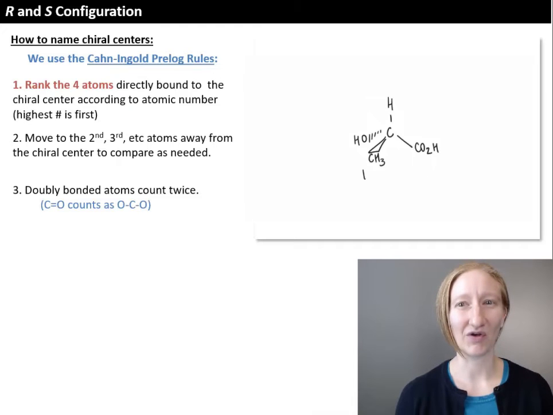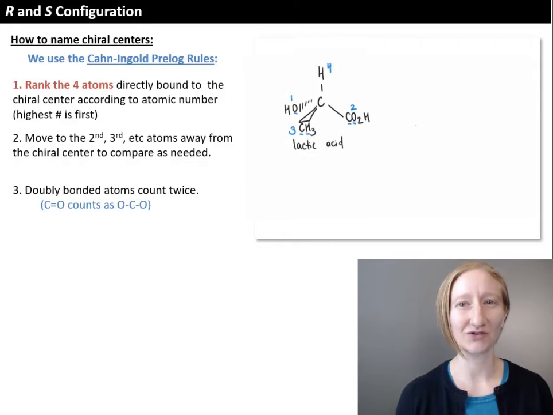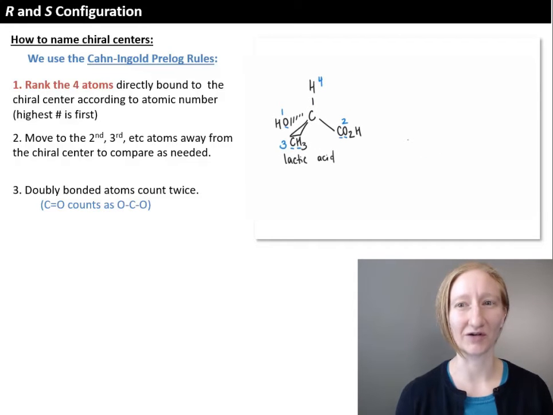In this example, the OH group is the highest priority because oxygen has a higher atomic number than carbon or hydrogen. The hydrogen is the lowest priority. And then we have 2 groups that both have a carbon directly bound to the chiral center. So to rank those 2 groups, we need to move to the next position over. We compare the hydrogen to the oxygen. The oxygen has a higher atomic number than hydrogen, so the CO2H group, the acid, has a higher priority than the methyl group.